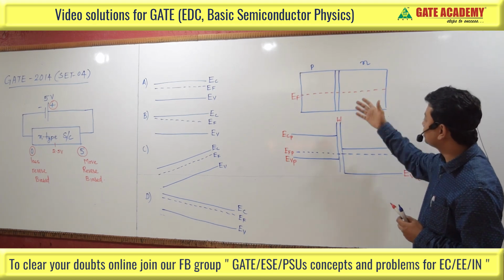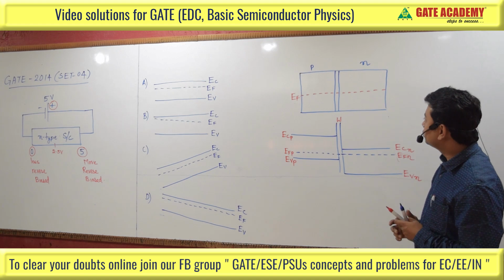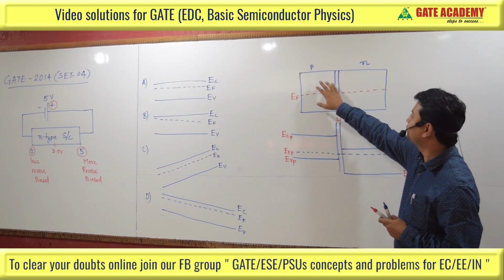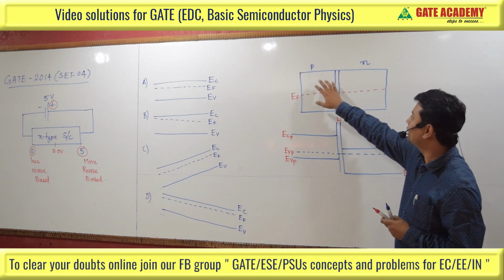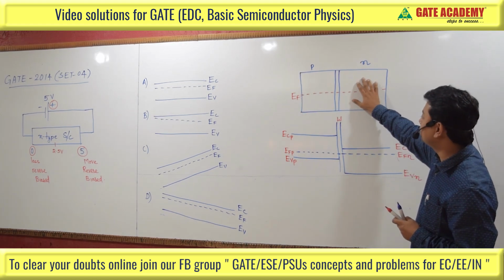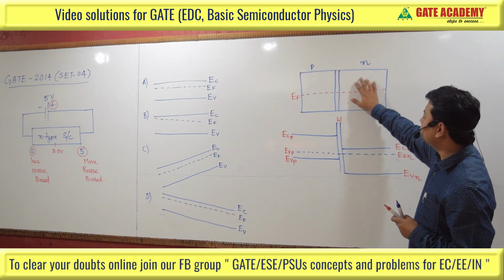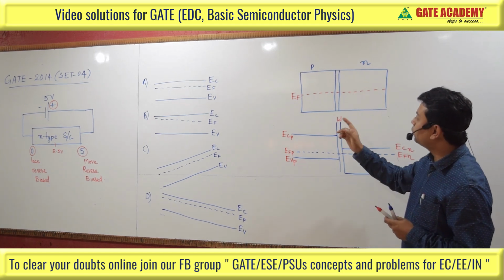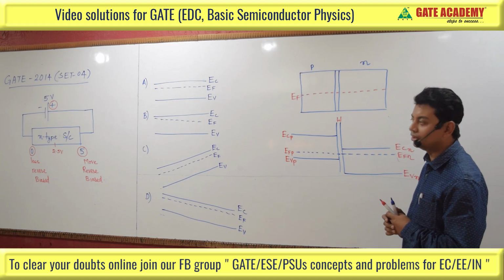So that's why we are starting with a P-N junction. I have drawn a P-N junction here for the solution, and this is P and this is N-type. That means here we have majority charge carrier holes and here we have majority charge carrier electrons. As we know, in a P-N junction, the Fermi level throughout the semiconductor is constant.